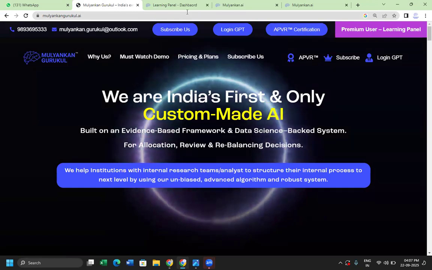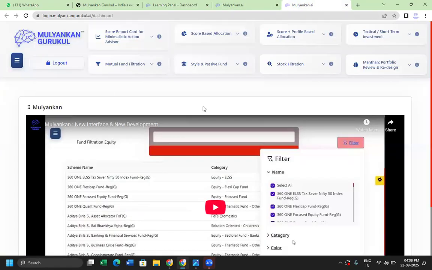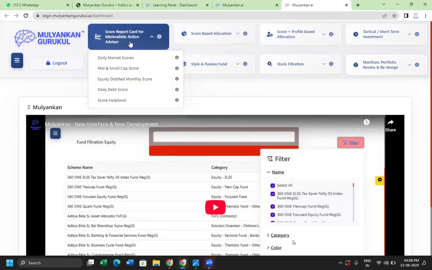And after logging in to the GPT, this is how the interface will look. If you click on the mobile-based dashboard, the entire menu will come. I will start taking questions after 5 minutes. Before covering that, first of all, I want to tell you about the current score.